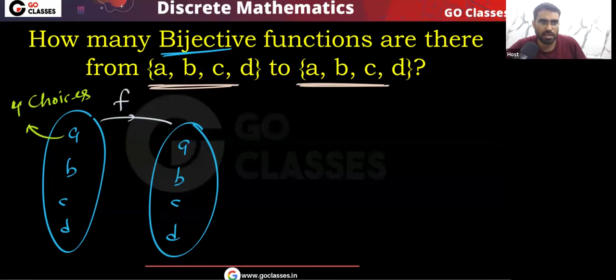Agree? Because you can map A to anywhere. See, you can do this, or you can do this, or you can do this, or you can do this. So I can map A to anyone. Now let's assume I have done this.